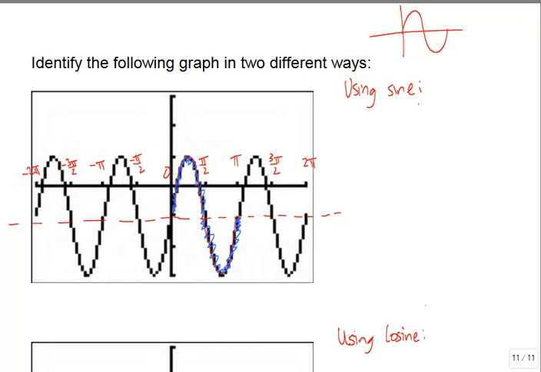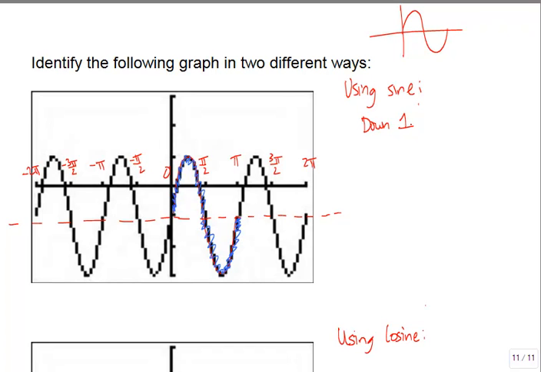Now based on that blue curve right there, let's identify what transformations have taken place. So what's one thing that we could notice? Well, normally our sine curve is starting at 0, 0. This time our sine curve is starting down 1. So this is going to have a shift down 1 unit.